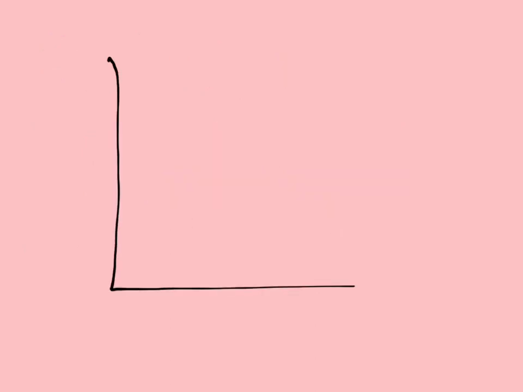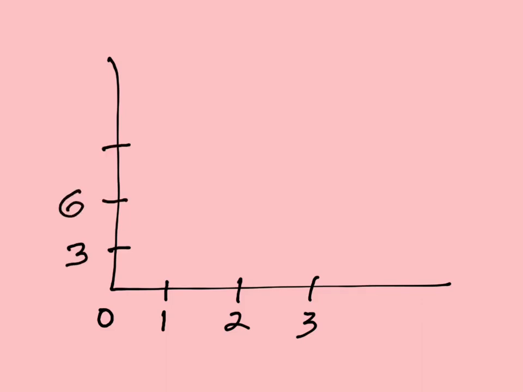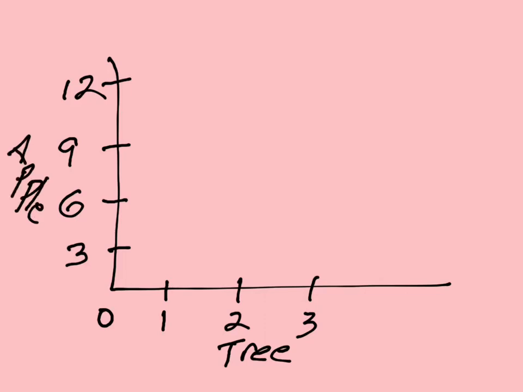Well, if I have a graph, and I'm not going to do anything fancy at all, but let's say I have 1, 2, 3. These are my trees. Over here I would have 0 trees. And then over here I would have maybe 3, 6, 9, 12 apples. And for 1 tree, I would have 3 apples. And for 2 trees, I'd have 6 apples. And 3 trees, I'd have 9 apples. And so on and so forth.